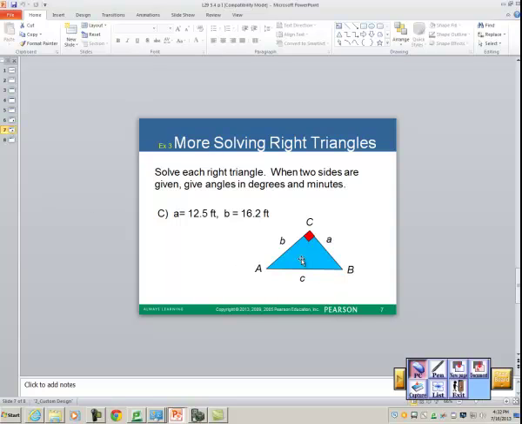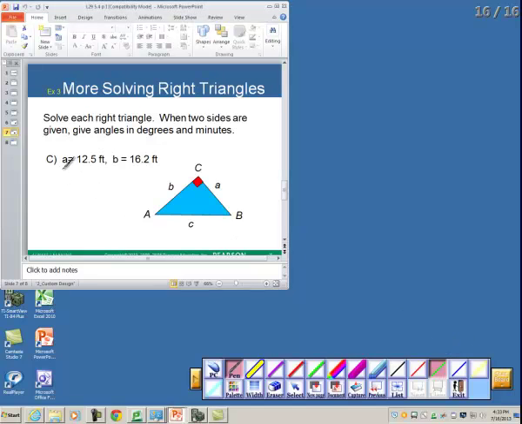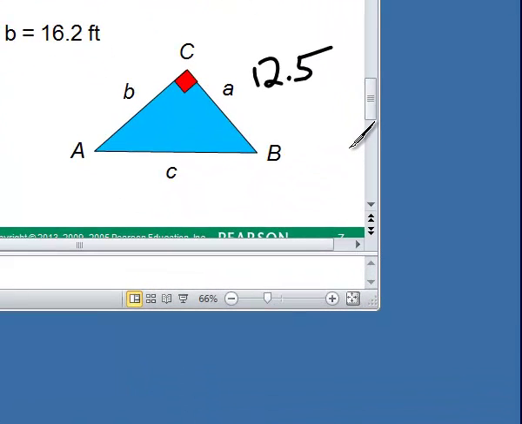Here's a different looking one. This one's kind of flipped over. Solve the triangle. Okay, so here we have A equal to 12.5. What is that, angle or a side? Travis? It's a side, right? Side A. So that's 12.5. We'll write that right on the figure there. And side B, 16.2.